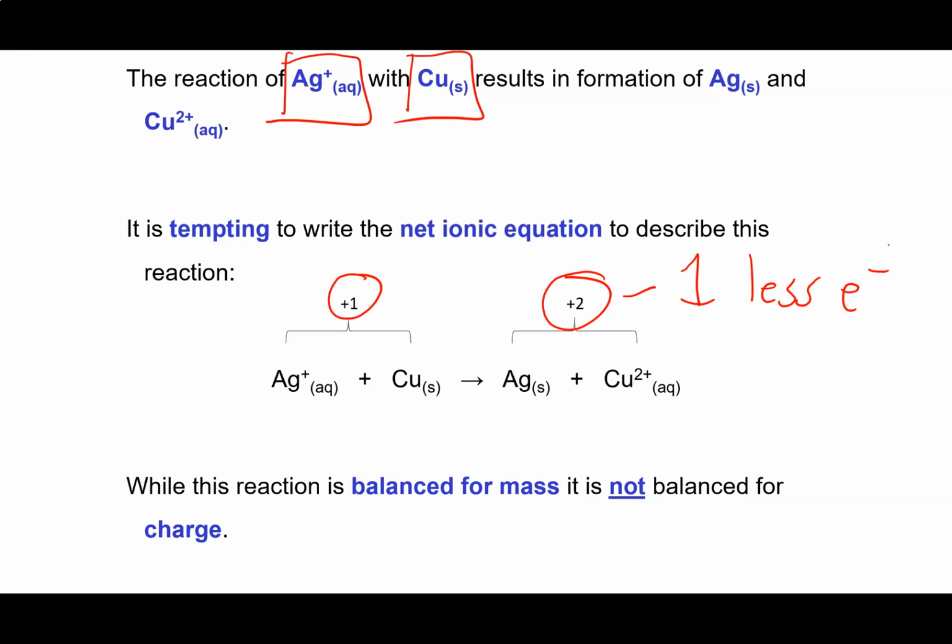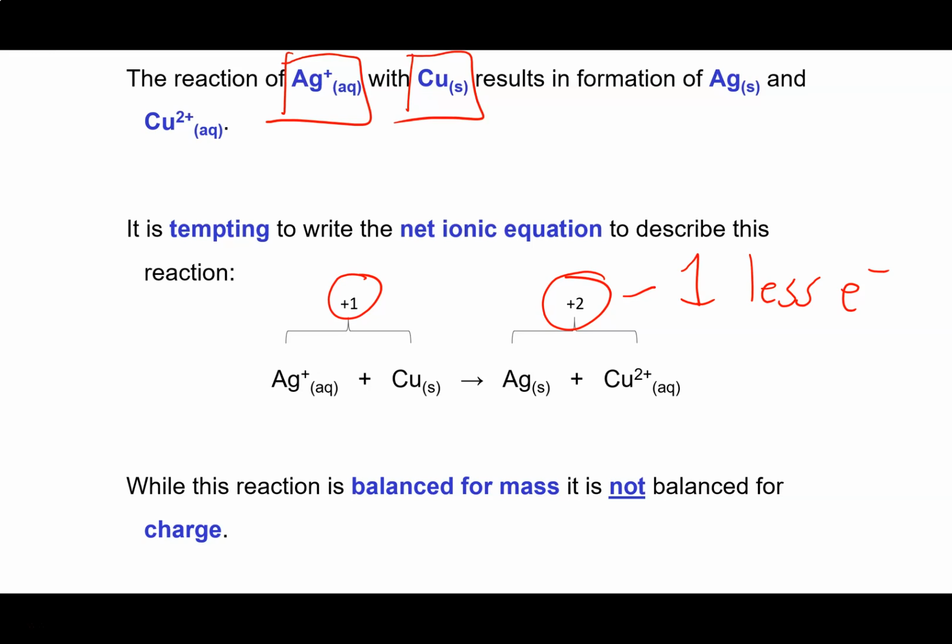So we can't consider this to be balanced, right? Because we can't just have, poof, an electron disappears. That would be a disaster if electrons in the universe were randomly disappearing. We wouldn't be able to account for anything. So this reaction is mostly balanced for mass, in that the atom types are the same on both sides, but it's not balanced for charge. We've lost an electron. So how do we fix it?